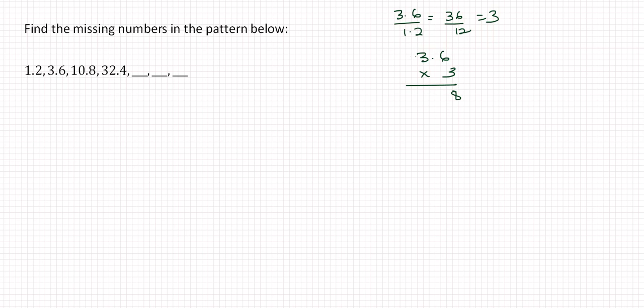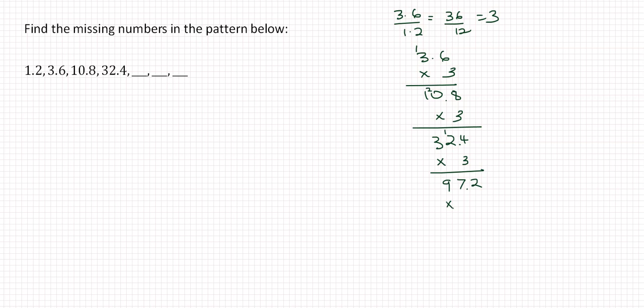So we have 10.8, one decimal place. Multiplied by 3. 8 times 3 is 24. So you write 4. You bring 2 up here. 0 multiplied by 3 is 0 plus 2. That is 2. 1 multiplied by 3 is 3. There's one decimal place. So we put a decimal right here. We multiply again by 3. 4 multiplied by 3 is 12, and we take 1 up here. We write 2. 2 multiplied by 3 is 6, plus 1, 7. 3 multiplied by 3 is 9.